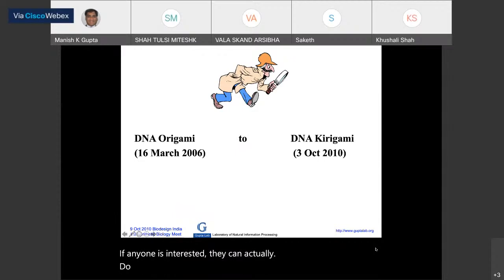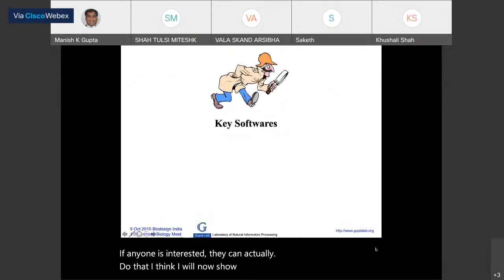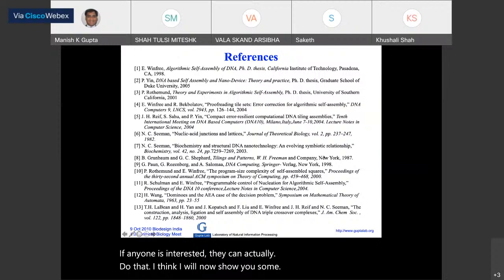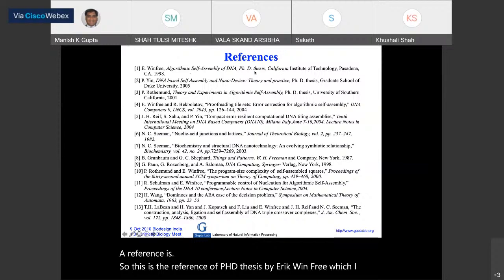I think I will now show you some references. So this is the reference of the PhD thesis by Erik Winfree, which I have shown.